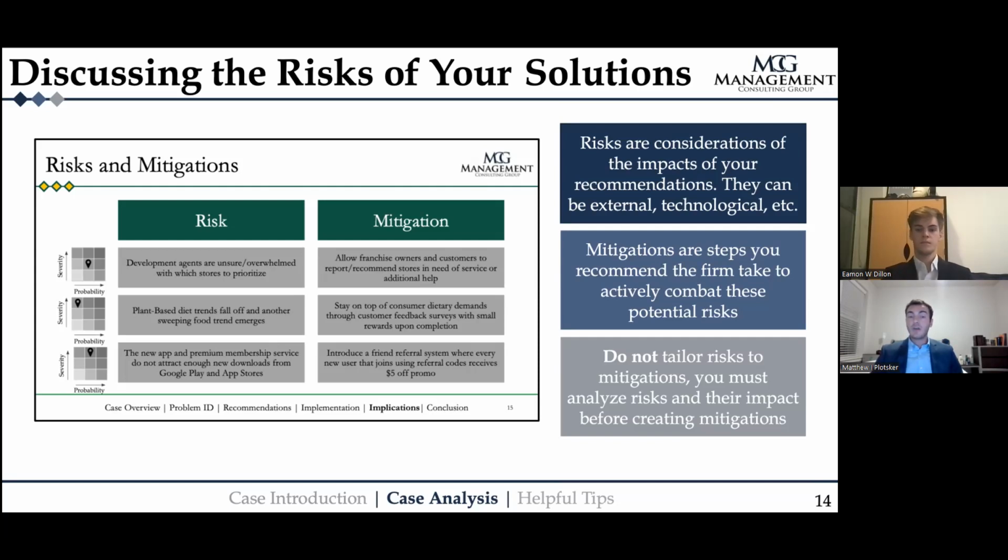Mitigations, as I mentioned, are those plan Bs and those potential steps to solve them and really combat that to make sure that regardless of what extenuating circumstances arise, Subway, in this case, will still be able to thrive. And one thing that we always want to point out is that you shouldn't tailor risks to mitigations. You should first create those risks, figure out what issues can potentially plague your recommendations, and then after create the mitigations to make them as consistent, there's that word again, as possible.